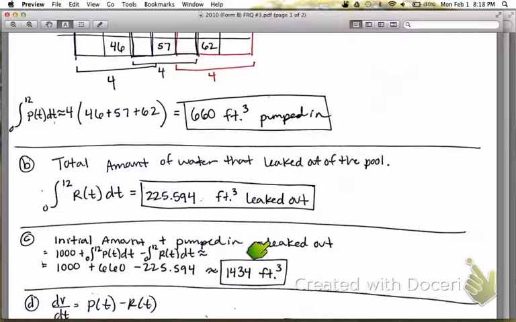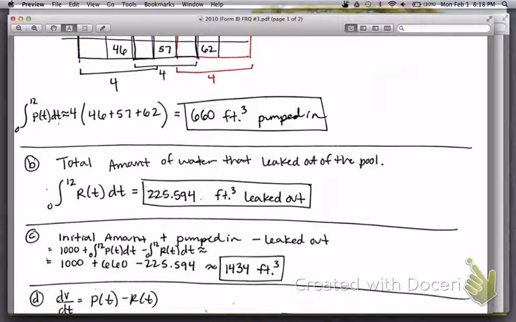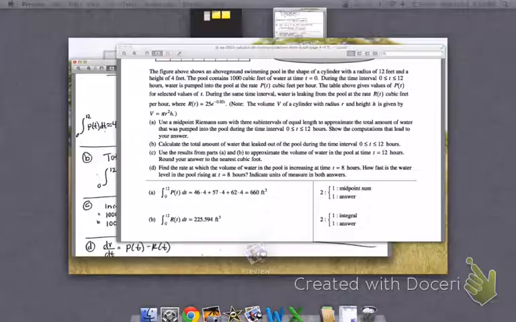And we have an amount that leaked out. We just figured out that that was 225.594. If you add and subtract those numbers together, you get 1,434 feet cubed. So that's how much water is in the pool approximately after the 12-hour day that you just had. And that is worth 1 point. So you get 1 point for getting that answer.